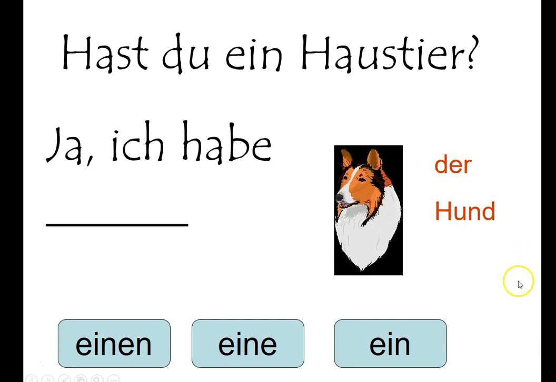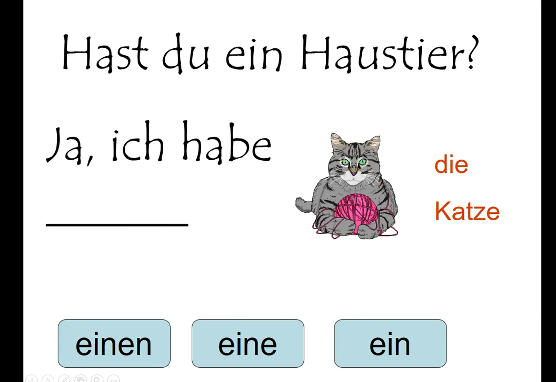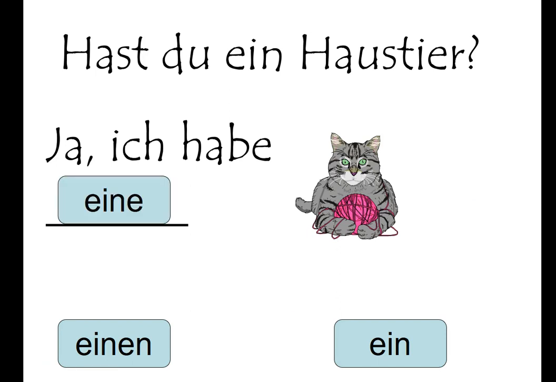Der Hund. So, which one would you use? Ja, ich habe einen Hund. And you would also have the word Hund. Die Katze. Ja, ich habe eine Katze.